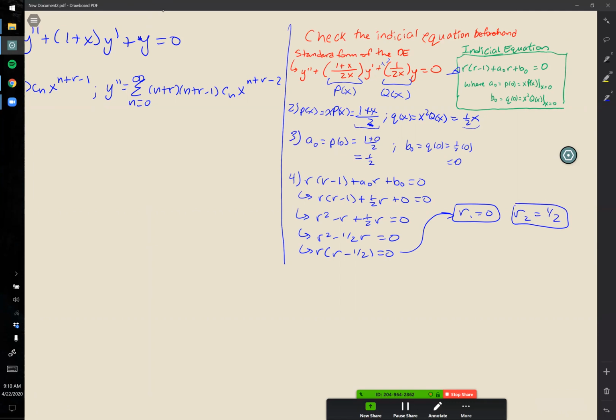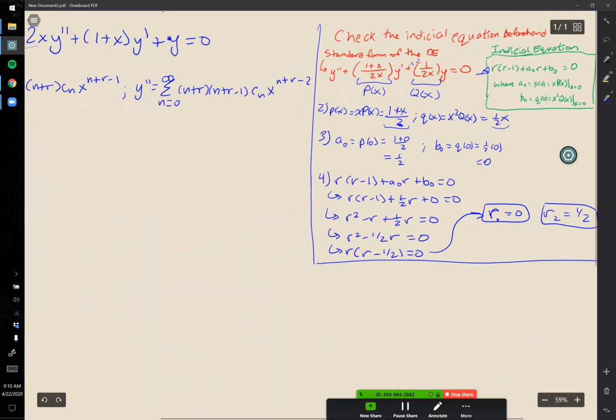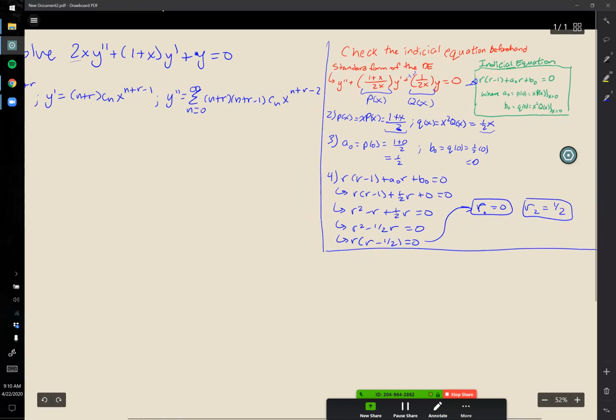Okay, so now we know ahead of time what the r's are going to be. And if we do it wrong in the middle of the problem, this will help us know, oh, I did something wrong. So R1 and R2 are right there. That's pretty cool. The indicial equation helps us do that. We'll keep that in the back burner for now. Let's go ahead and just jump to the problem.